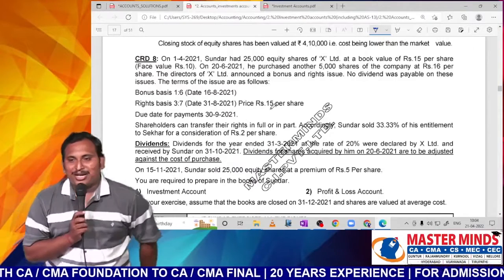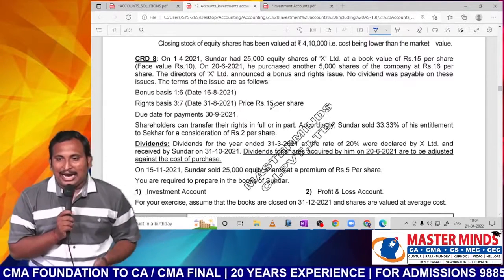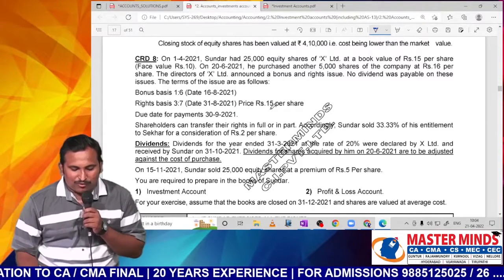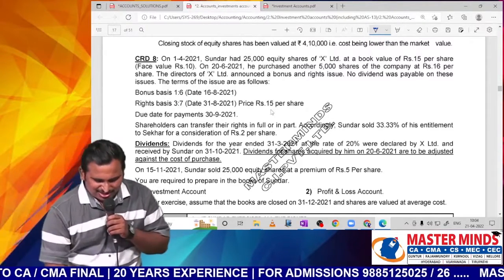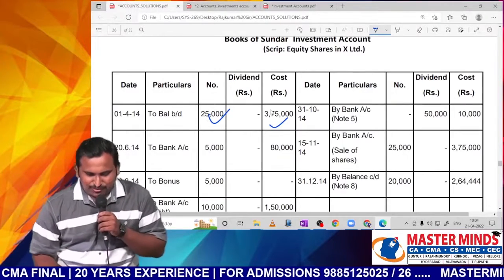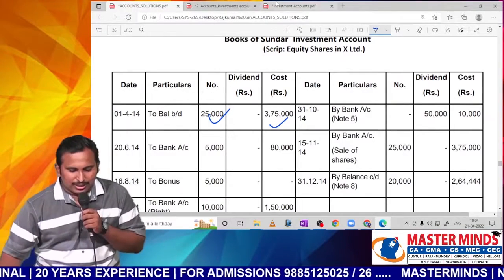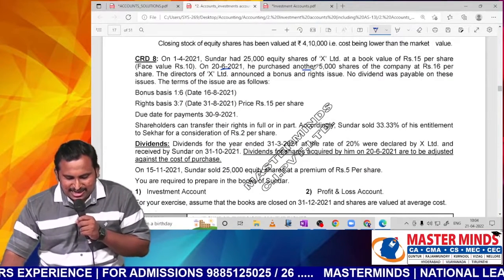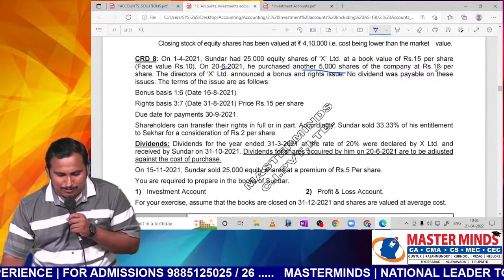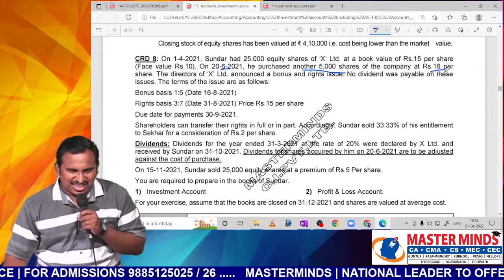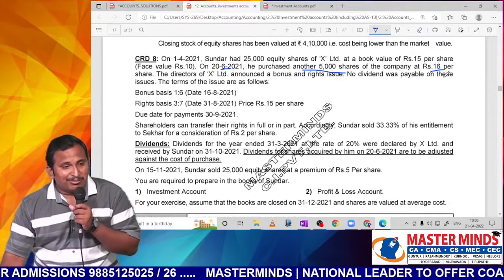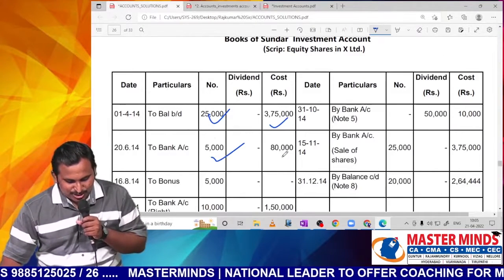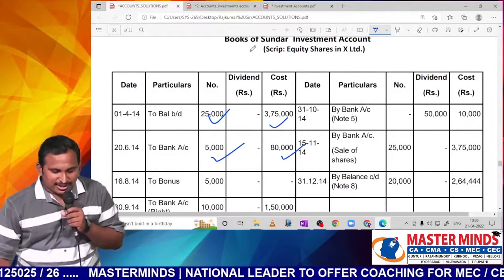On 1st April 2011, Sundar had 25,000 equity shares of X Limited at a book value of 15 per share. No big discussion, sir. Straight away, 25,000 into 15, 3,75,000 over. Next, on 20th June, he purchased another 5,000 shares of the company at rupees 16 per share. No big discussion. 5,000 into 16, 80,000 over. To bank, 5,000 and 80,000.